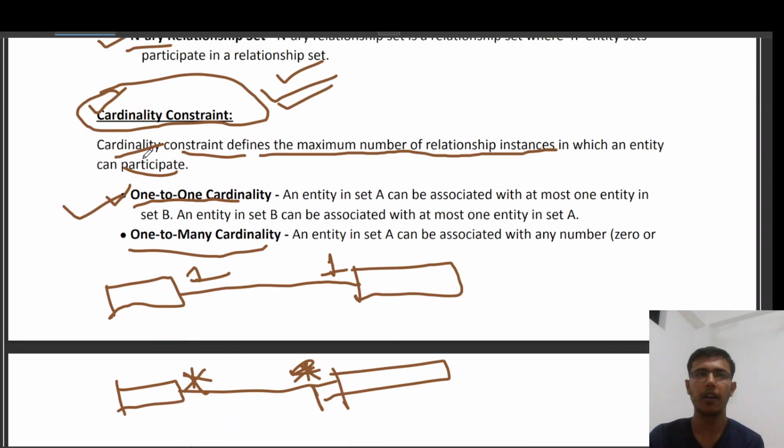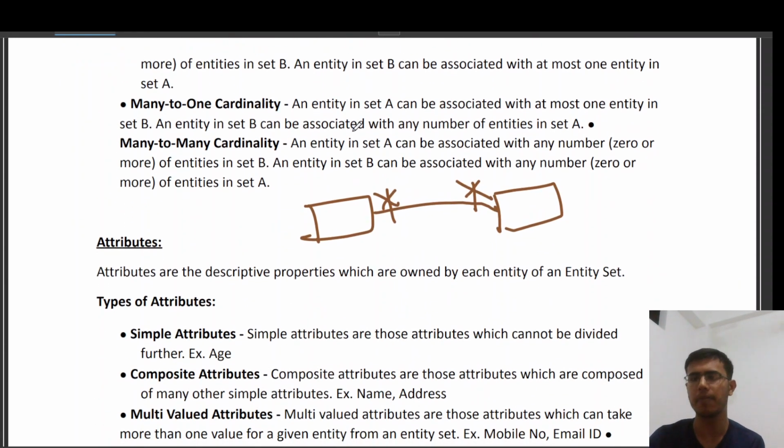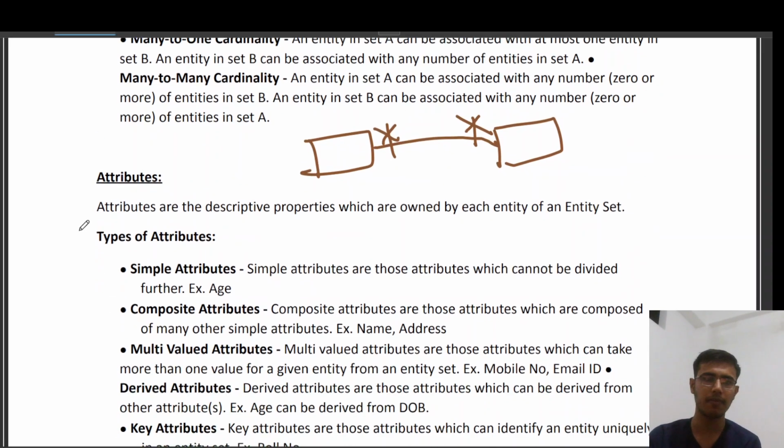What is cardinality? Cardinality constraint is defined as the maximum number of relationship instances that exist between the two entity sets, right?